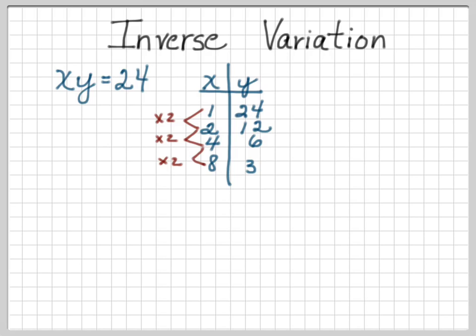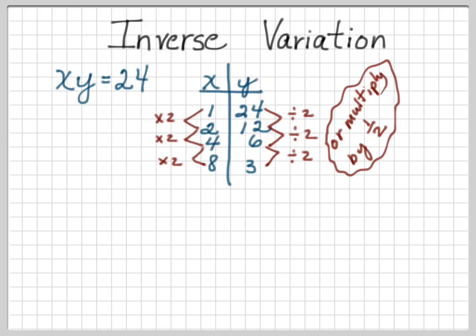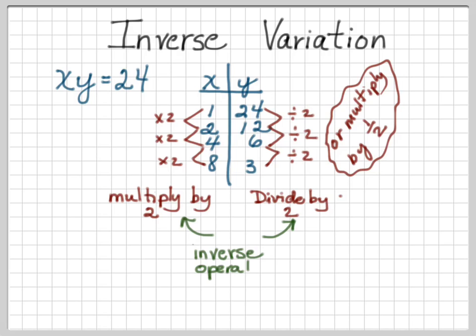So what we did with the x's is we doubled them each time, and when we doubled the x's, the resultant y, to move from the first y to the second y to the third y, is divide by 2. Or we could say multiply by 1/2, because remember, dividing by 2 is the same thing as multiplying by 1/2. So if we multiply one side by 2 and divide the other side by 2, these are inverse operations. Hence we have inverse variation.